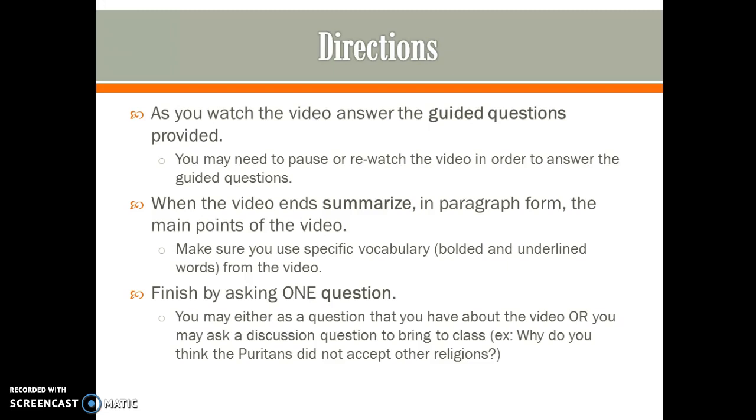When the video ends, go ahead and summarize the video in paragraph form using the main points that were provided. I'm going to give you some specific vocabulary to look at on your WSQ. Mainly it's going to be the bolded and underlined words. And then I also want you to finish by asking one question. This question can either be something that you're still confused about, or you may ask a discussion question or a question that you think that I would bring to the table.